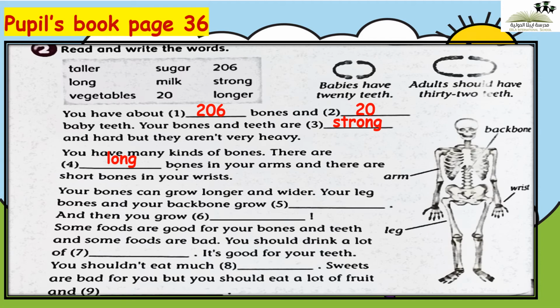There are long bones in your arms and there are short bones in your wrists. Your bones can grow longer and wider. Your leg bones and your backbone grow longer, and then you grow taller. Some foods are good for your bones and teeth, and some foods are bad. You should drink a lot of milk. It's good for your teeth. You shouldn't eat much sugar. Sweets are bad for you, but you should eat a lot of fruit and vegetables.